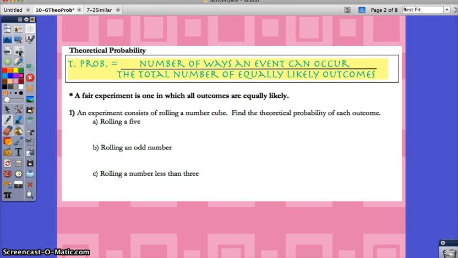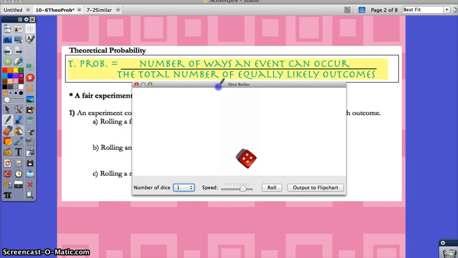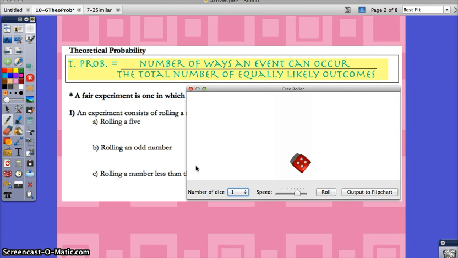So let's think about this with the dice. An experiment consists of rolling a number cube. We want to find the theoretical probability of rolling each outcome. So here's my number cube, and we can roll as many die as we want. The first one we're going to look at is what's the probability of rolling a 5. So I got a 5 on my third roll, but that's not the theoretical probability. In theory, what is the chance of getting a 5?